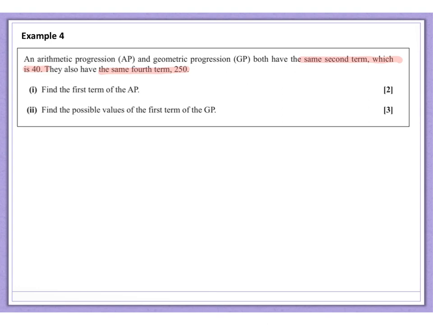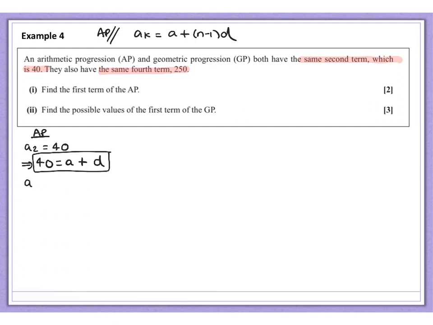So we know that for the arithmetic progression, a2 equals 40, which tells me that, if you remember, for an arithmetic progression, a_n is equal to a plus (n minus 1)d. So this tells me that 40 is equal to a plus, now n is equal to 2, so n minus 1 is 1. 40 equals a plus d. A4 is equal to 250, which again, if I use the same general formula, 250 is equal to a plus 3d.